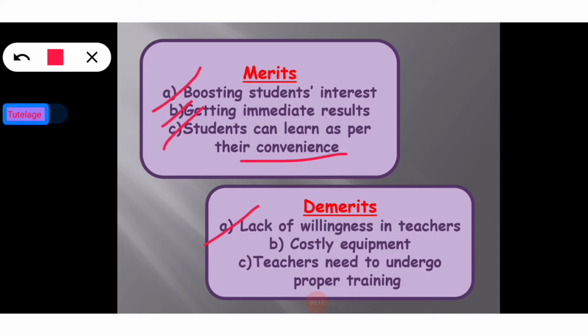And now going to the second demerit, that is costly equipment. It is expensive, similar to computer assisted learning, and costly equipment and software will be needed for its implementation also. And now move on to the third demerit, that is teachers need to undergo proper training. So teachers need proper training so that they can plan games according to the curriculum effectively. So that's why they need some training.